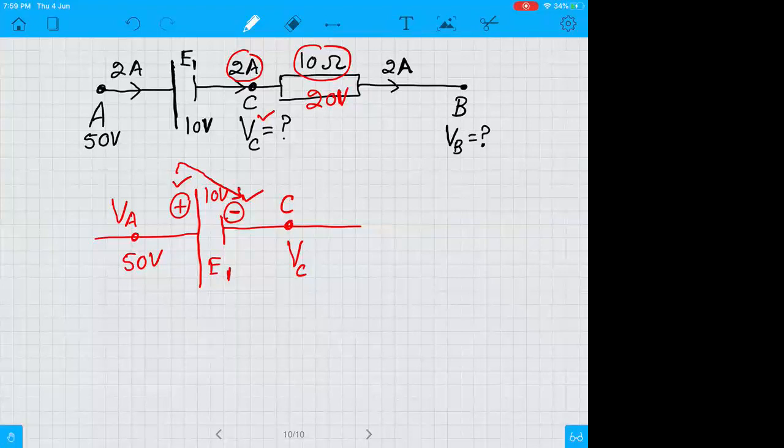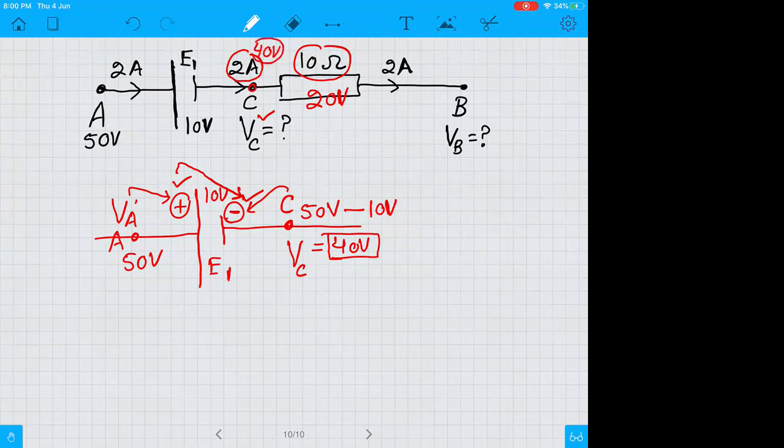What will you get at point C? It would be 50 volt minus 10 volt, that is eaten up by the battery, and the remaining one would be 40 volt. Now VC is at 40 volt. What is the reason for that? Point A is at high potential, point C is at low potential. So when you move from A to C, the volts are subtracted. Now at point C, you have 40 volts because the 10 volts are taken by the cell.